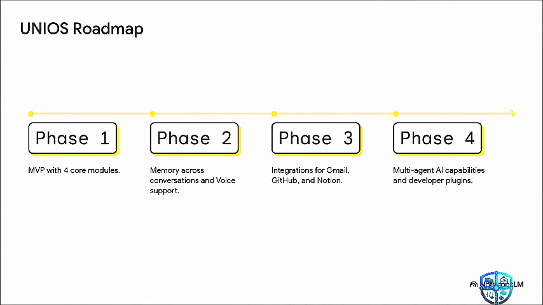But looking ahead, Phase 2 is going to introduce long-term memory across conversations, plus voice support. Phase 3 is where it gets crazy useful, bringing in direct integrations with things you already use, like Gmail, GitHub, and Notion. And then Phase 4 scales all the way up to multi-agent AI capabilities and custom developer plugins. It goes from a tool to a whole ecosystem.